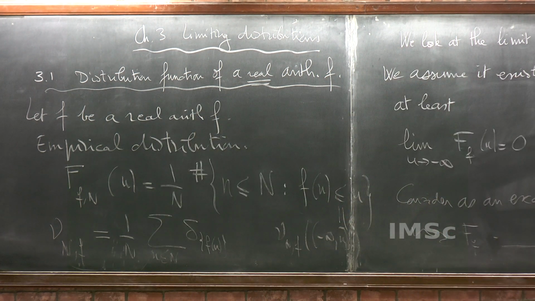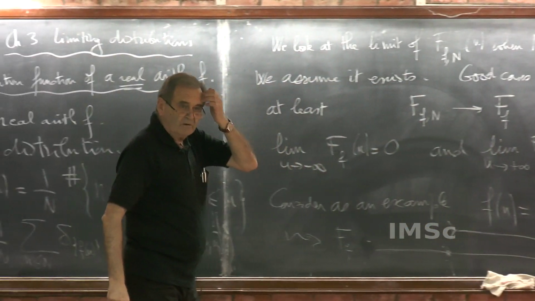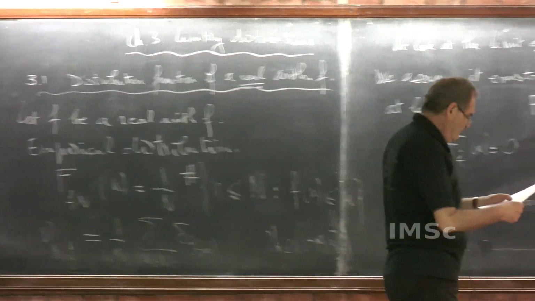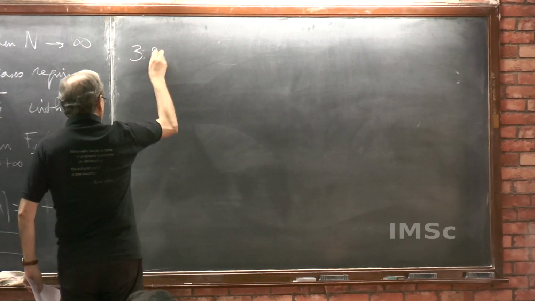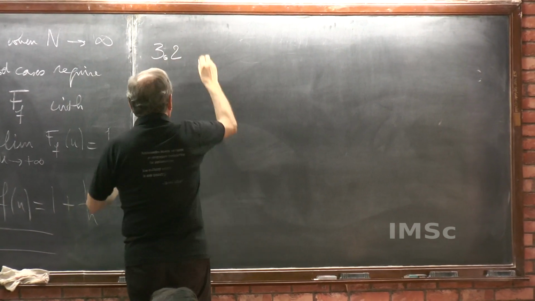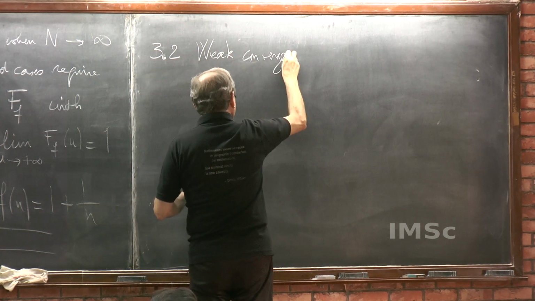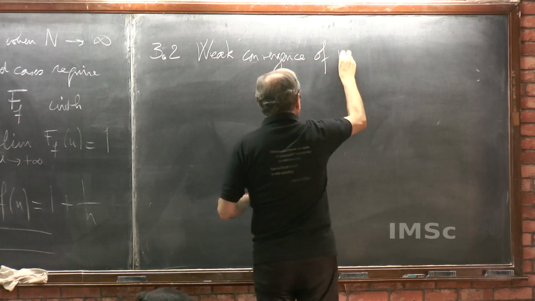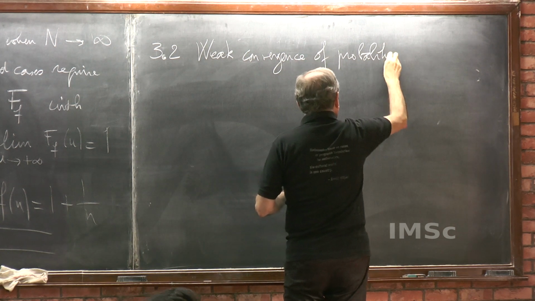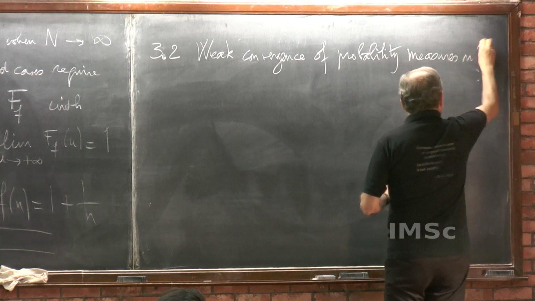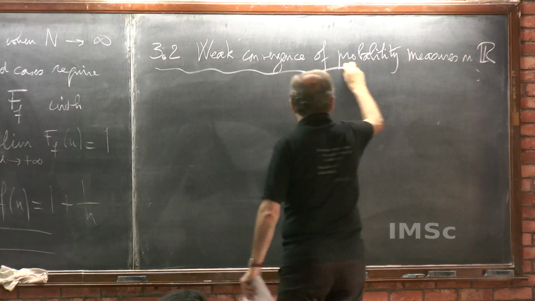So we are now dealing with something. I don't want to go through all this business, but just to say that now we definitely have to say something about what is the convergence of probability measures on R. I don't want to spend too much time on that. So I will call that weak convergence of probability measures on R. This is what we want to do.